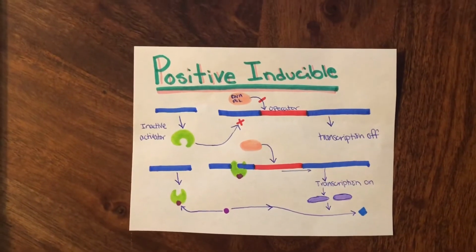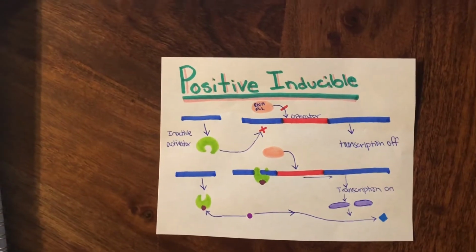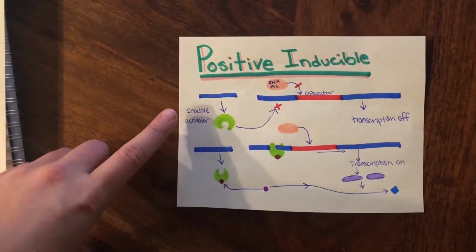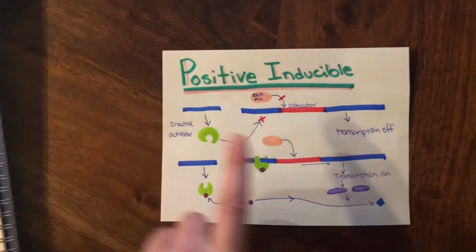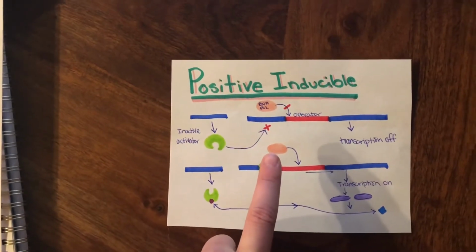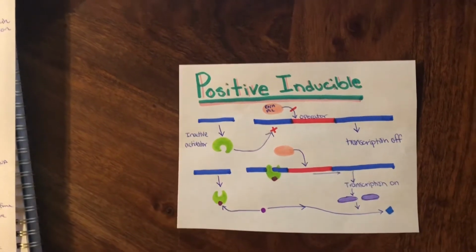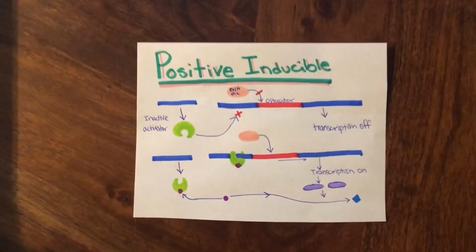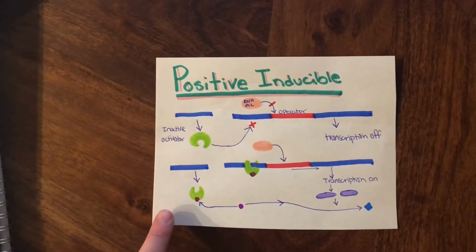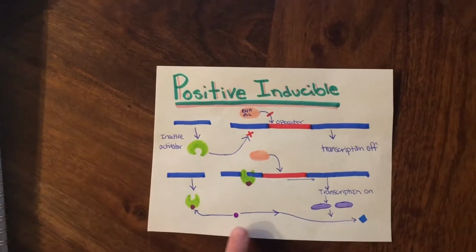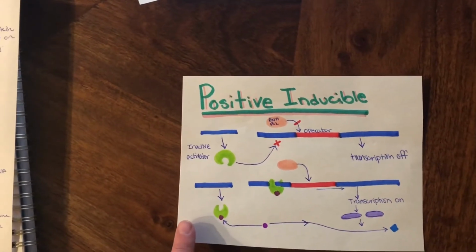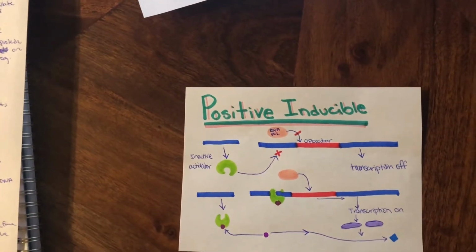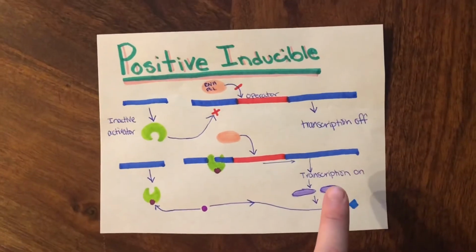So here we have the mechanism for positive inducible genetic regulation drawn out. In the top example, we have an inactive regulatory protein activator where it is unable to bind to the operator region of the DNA and therefore prevents RNA polymerase from binding DNA, and transcription remains off. In the bottom line, the regulatory protein is activated by the binding of the small molecule, as seen here, and can therefore bind DNA, which allows RNA polymerase to bind to the promoter region and turns transcription on.